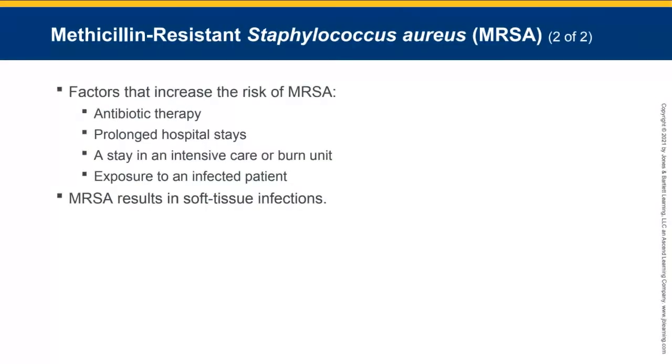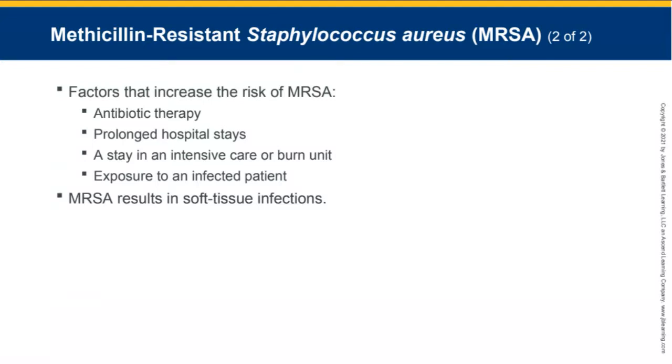Factors that increase the risk for developing MRSA include antibiotic therapy. So if you have been on a long-standing antibiotic therapy, like your patients with chronic inflammation of the prostate, if you have prolonged hospital stays, if you're in the intensive care unit or burn unit where you're severely immunocompromised, then of course this can happen. Exposure to an infected patient.